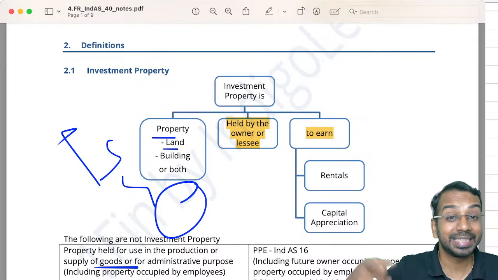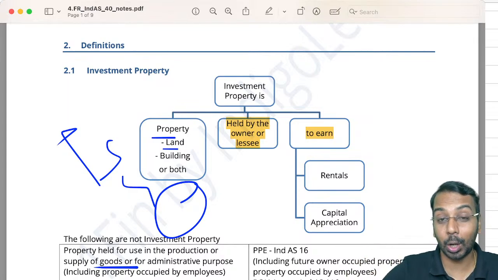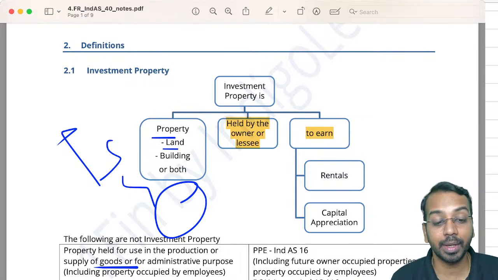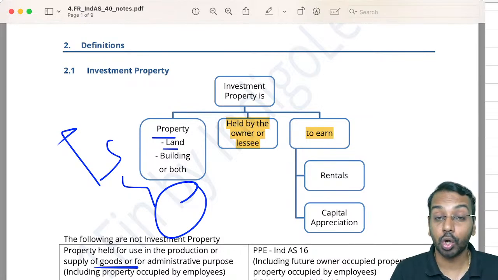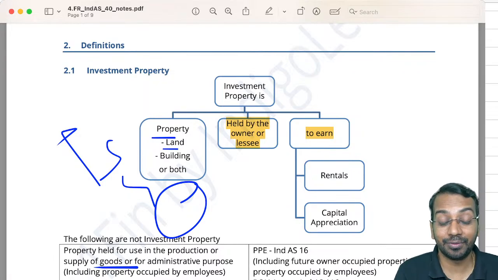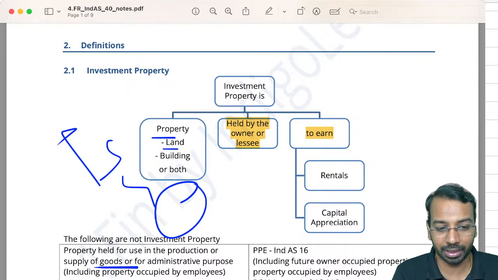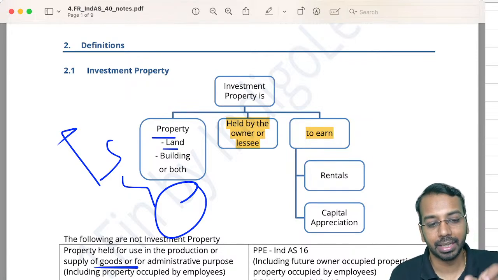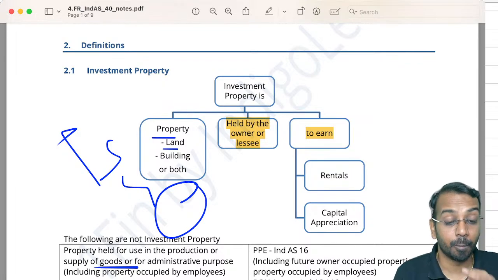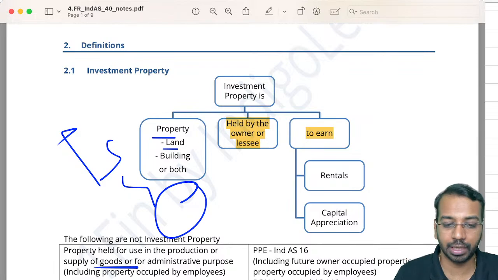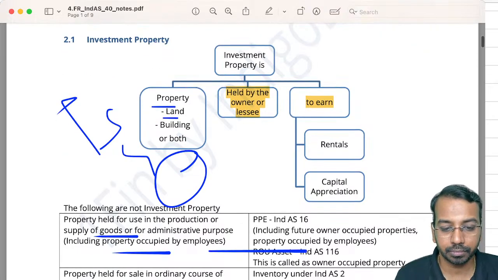Now, coming to the definition of investment property: investment property is property which is land, building, or both. Same way you have income from house property, right? Building or land appurtenant thereto. Same way, land or building or both, which is held by owner or lessee. Not only the owner, even the lessee, if he is holding that right to use property, that is land and building, not plant, if it is held by the lessee, even for that, this standard becomes applicable, and it is held to earn rentals or capital appreciation.